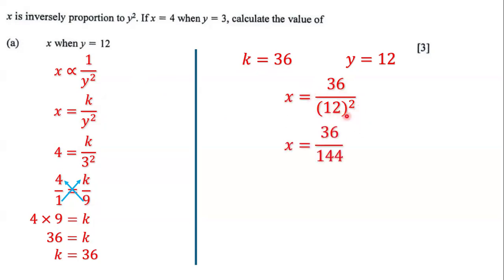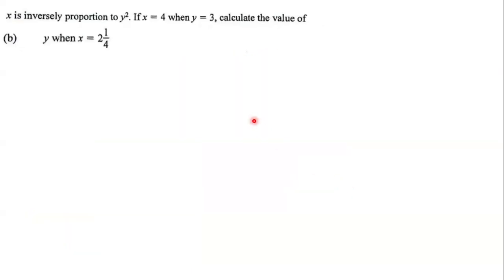And so we say 12 squared, and 12 squared is 12 times 12, which is 144, okay? And so we have 36 all over 144. What is 36 divided by 144? Well, 36 divided by 144 is definitely 0.25. And so we have that x is equal to 0.25. So when y is equal to 12, x is equal to 0.25. And that's the answer for this part of the question. Let's move on to another part.